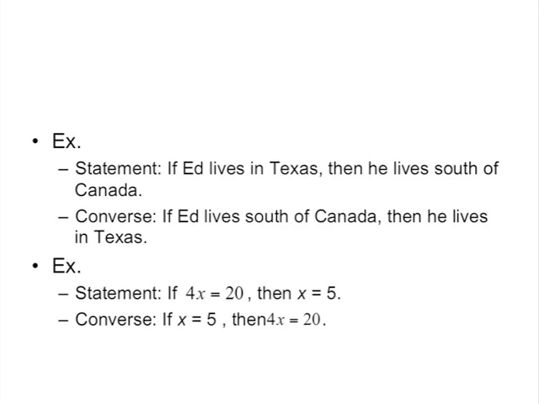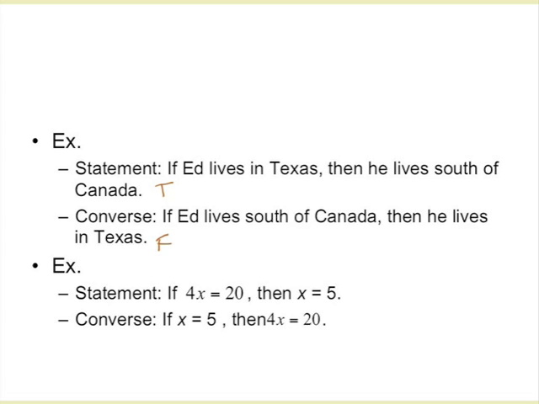So these are some examples of statements and their converses. A statement could be, if Ed lives in Texas, then he lives south of Canada. Okay, that makes sense. If he's in Texas, he's south of Canada. The converse takes the bodies of those and switches them. So if Ed lives south of Canada, then he lives in Texas. Not necessarily, right? We're south of Canada, but we're not in Texas. So sometimes a statement can be true and the converse can be false. Just because a statement is true doesn't mean we can start messing with it and have it stay true.